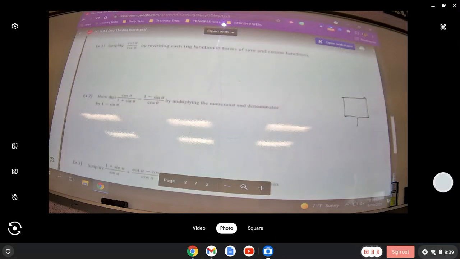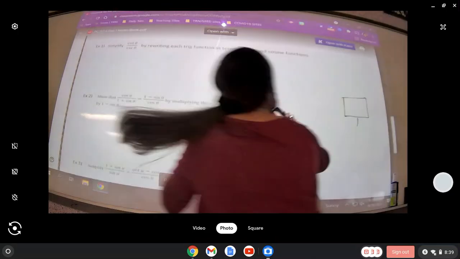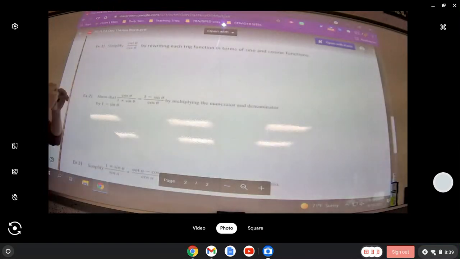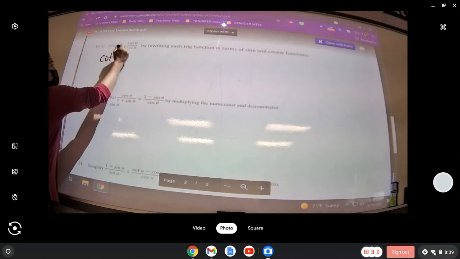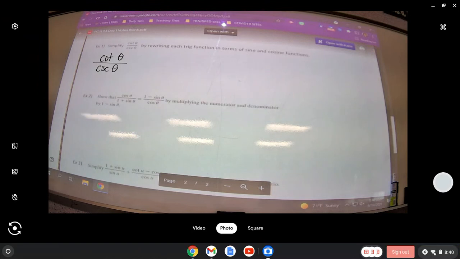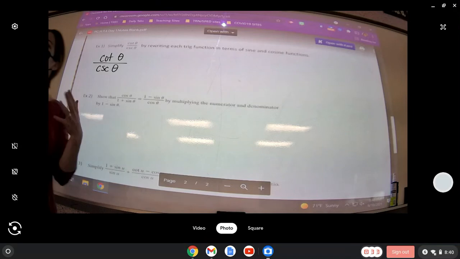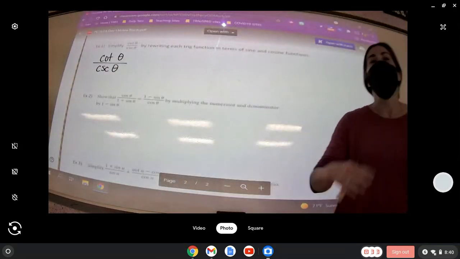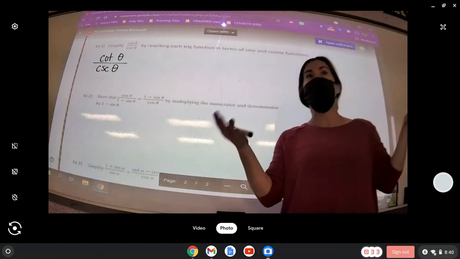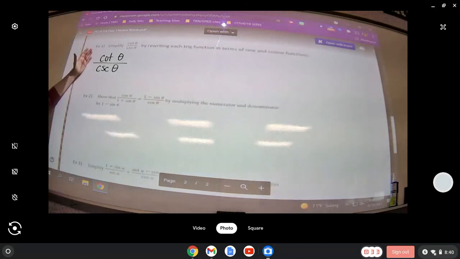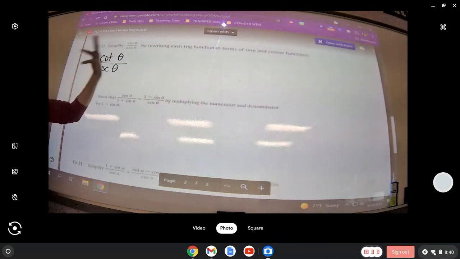All right, I think I'll have enough room. So guys, they said simplify cotangent theta divided by cosecant theta by rewriting each trig function in terms of sine and cosine. So again, this is a big one. A lot of times your goal is, if you're ever looking at an identity, you're like, I don't know what to do. And sometimes the best place to start is, let's just start writing things in terms of sines and cosines. So if we rewrite this in terms of sines and cosines, can we make it become something more simple?